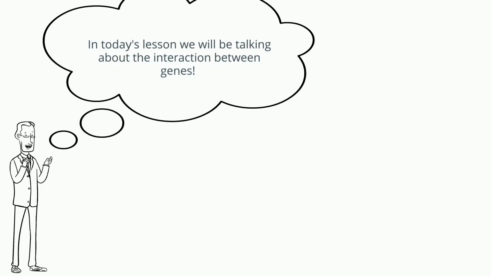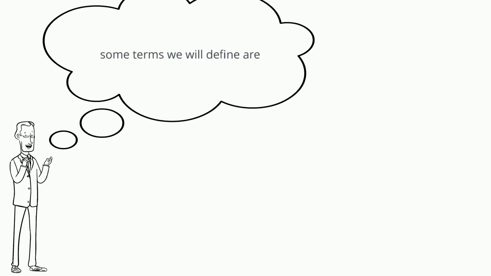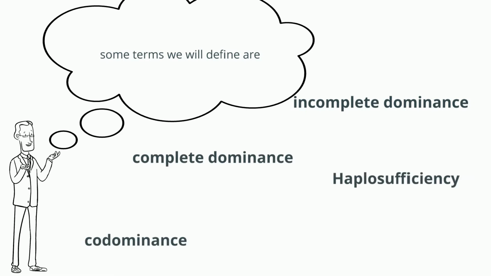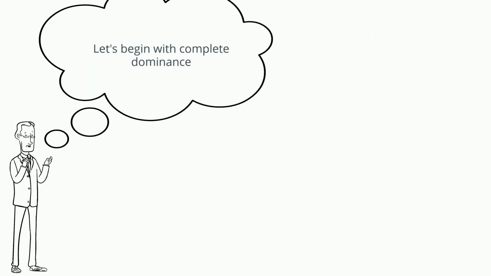In today's lesson, we will be talking about the interaction between genes. Some terms we will define are incomplete dominance, complete dominance, codominance, haplosufficiency, and haploinsufficiency. Let's begin with complete dominance.